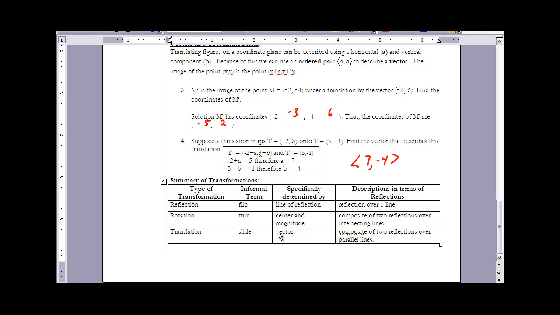And then all of them can be described in terms of reflections. Obviously, a reflection is just one reflection over one line. A rotation is a composite of 2 reflections over 2 intersecting lines. And a translation is a composite of 2 reflections over parallel lines. So this is a general summary of the 3 that we've looked at so far in this chapter. We're going to look at one more in 4.7, and that will complete the 4 main transformations that we're looking at.